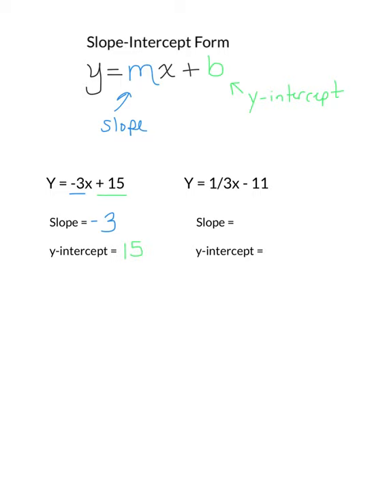If we look at the next example, my slope in this one is the number, or in this case, the fraction in front of the x, which is 1/3. My y-intercept is the number here by itself. Now, it has a minus sign in front of it, so I have to take the negative sign, so it's negative 11.